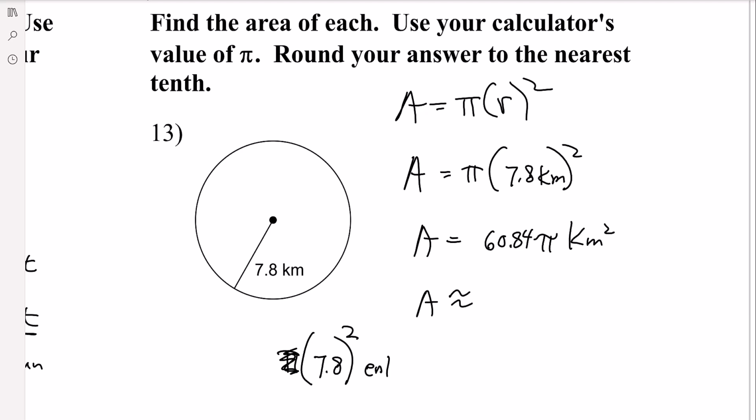So for the approximate area, leave your 60.84 or 60 and 84 hundredths in your calculator. So your calculator should say this right now. Just hit times pi, enter. So this amount right here is about 191.1 kilometers squared.